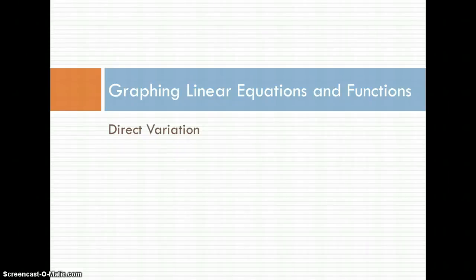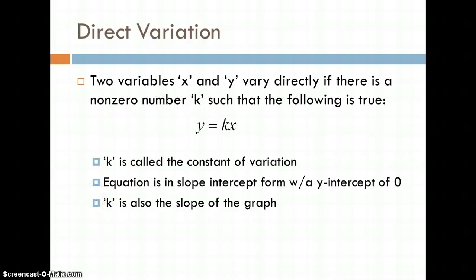We're going to continue dealing with slope. This is a special case of slope and rate of change called direct variation. Direct variation, for two variables x and y, they vary directly if there's some number k such that y equals k times x. Hopefully we can tell that this looks like y equals mx, where m is the slope, because k is going to work in much the same way. K is called, in this case, the constant of variation.